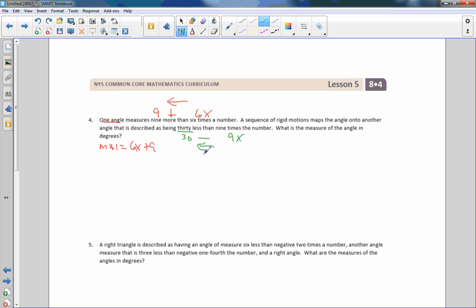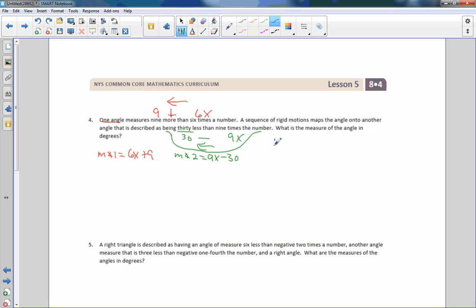Okay, so now I know the measure of angle 2 equals 9x minus 30. Okay, so this is just kind of my scratch work. Get that out of the way. So here's the measure of angle 1. Here's the measure of angle 2. Well, let's see. What are we talking about here? A rigid motion. What do we know about rigid motions? The shape doesn't change, therefore the angle's preserved. So I know these two angles are congruent. So that's the key to this problem.